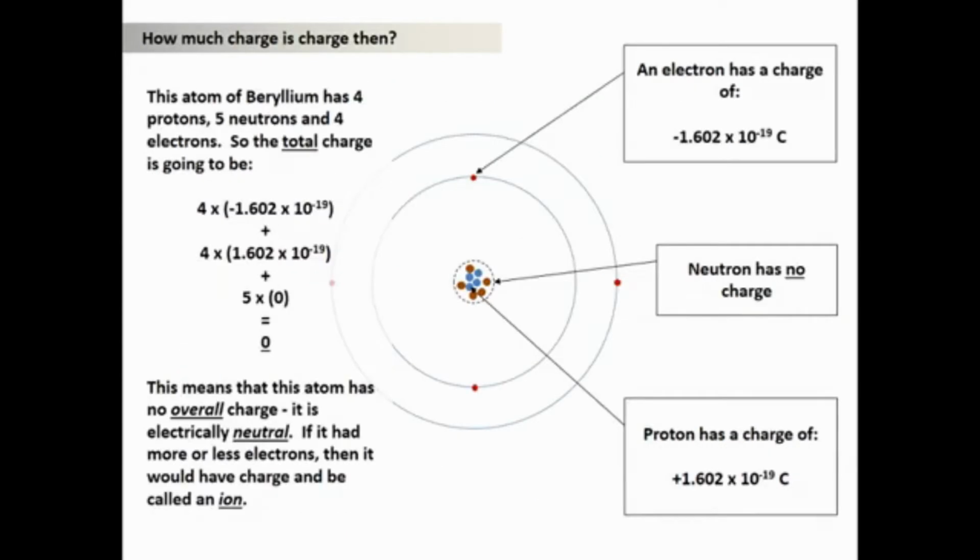How much charge is that, then? An electron has a charge of minus 1.602 times 10 to the power minus 19 coulombs. A neutron has no charge. A proton has a positive charge of 1.602 times 10 to the power minus 19 coulombs. Therefore, they balance each other and keep the whole atom neutral.